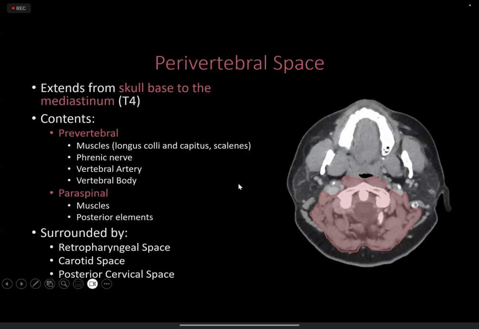All right, now let's move on to the perivertebral space. That perivertebral space extends from the skull base all the way down to the level of the mediastinum, to about the level of T4. Here's our perivertebral space right over here. It contains the muscles, the longus colli, the capitis muscles, the scalene muscles. It'll also contain the phrenic nerve, the vertebral artery, and the vertebral body. And of course, in the paraspinal component, you have the muscles and the posterior elements of that vertebral body. It's surrounded by that retropharyngeal space right over here, the carotid space out laterally, as well as that posterior cervical space more laterally over.